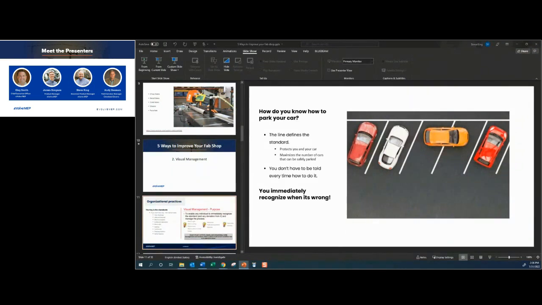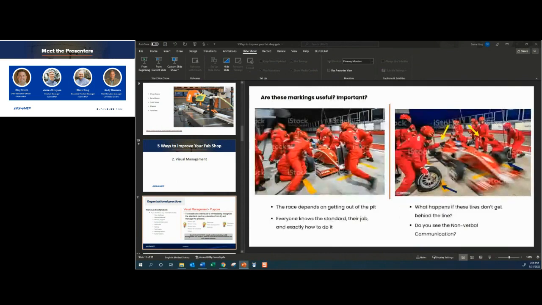But the most important thing here is that you're immediately recognizing when it's wrong. So we know that that orange car is not right. And so these are standards. This is just an example of a standard. Another example here are the markings at this pit stop on the race track. This race really depends on getting that car out of that pit. And everybody on this team knows the standard, they know their job, and they know exactly how to do it.